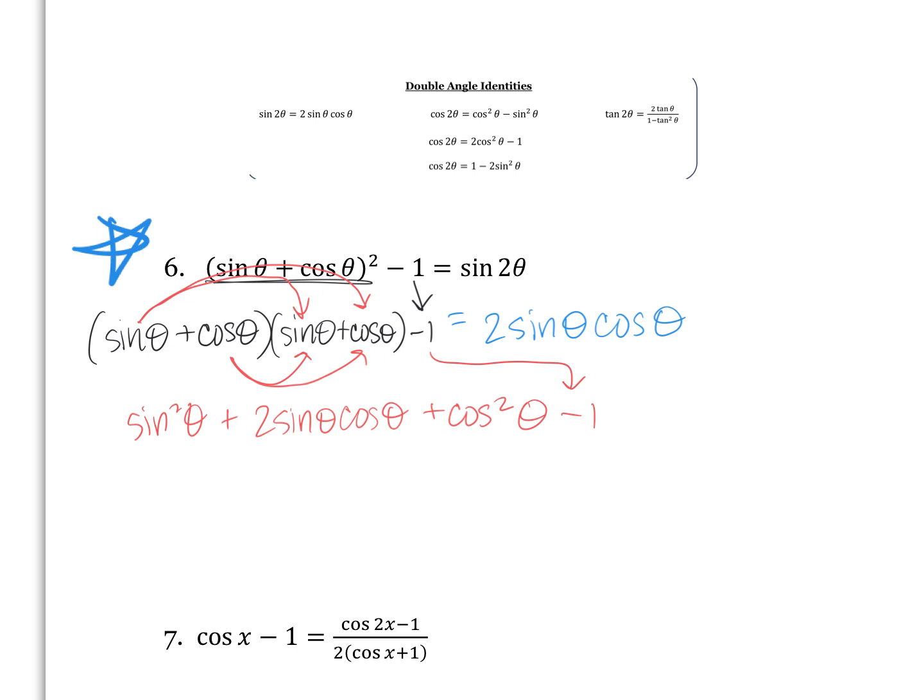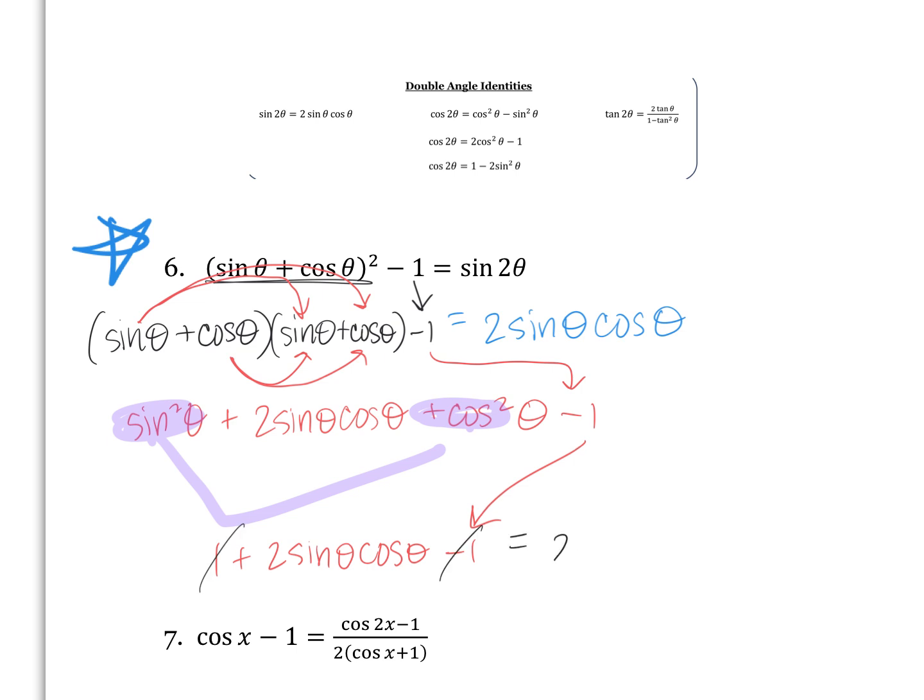What's sine squared plus cosine squared? That's a good reminder. That's 1. So I'd have a 1 plus 2 sine theta cosine theta. Don't forget to bring down my minus 1. Did we do it? Because what happens with my 1s? They cancel. And I know 2 sine theta cosine theta is equal to the sine of 2 theta. We got to get it equal to what we started with.